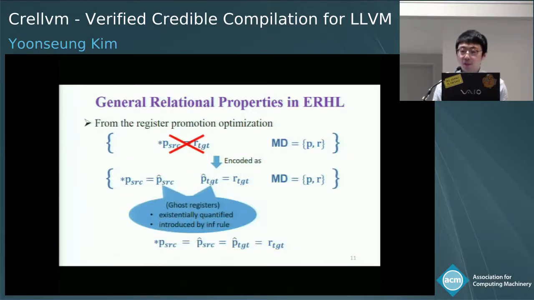Here, the ghost register P hat is something that exists only logically. In other words, ghost registers are existentially quantified, independent of physical states. Thus, ghost registers can be only introduced by an inference rule, not by any physical instructions.